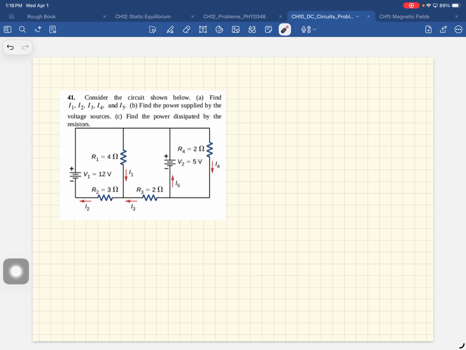Let's see, they give us this. I1 is unknown, I2 is unknown, all the currents are unknown. All right, I'll set up the equations.